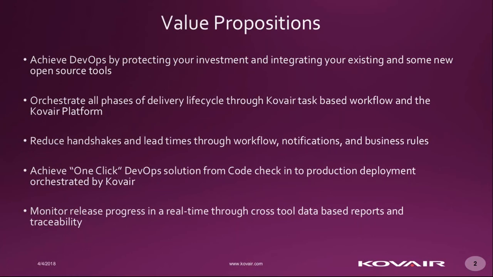And lastly, it lets you monitor release progress in real time through cross-tool database reports and traceability. So using the Kovair DevOps platform, all the participating tools can be integrated, and the data from each of these can be synced in real time and accumulated in the Kovair central repository. This data can be used to derive end-to-end traceability, intelligent metrics, reports and dashboards, covering the phases of the delivery lifecycle.